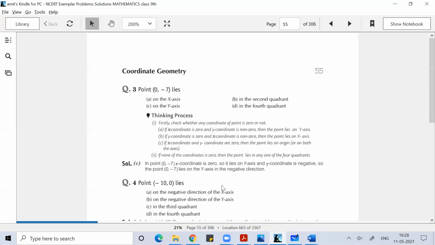Yes, sir. In the following figure, coordinates of P are minus 2 and 4. Coordinate of P. But sir, in the figure here, it's not.